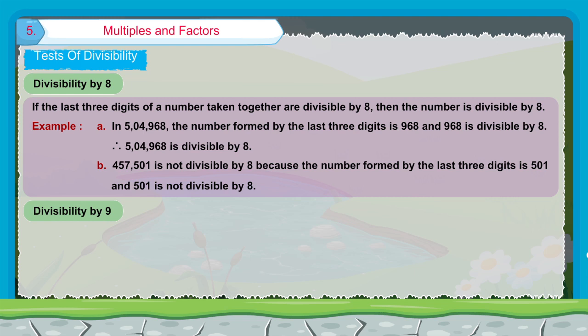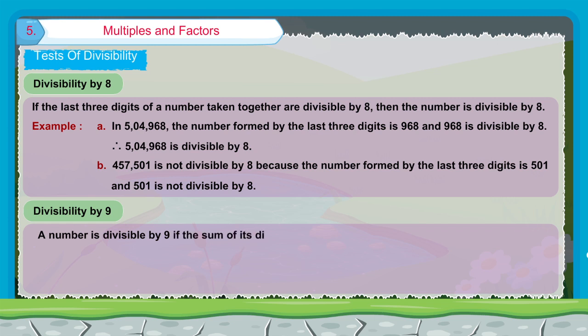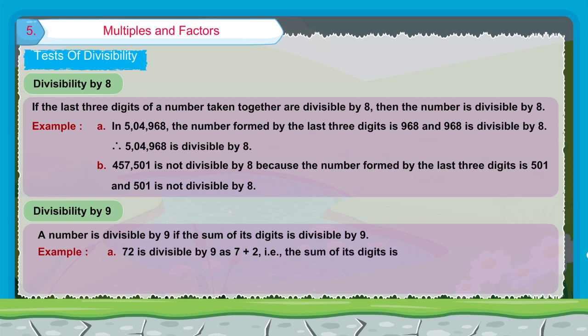Divisibility by 9. A number is divisible by 9 if the sum of its digits is divisible by 9. Example: A. 72 is divisible by 9 as 7 plus 2, that is, the sum of its digits, is 9 and it is divisible by 9.